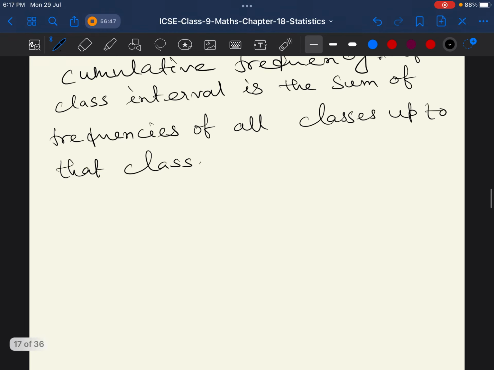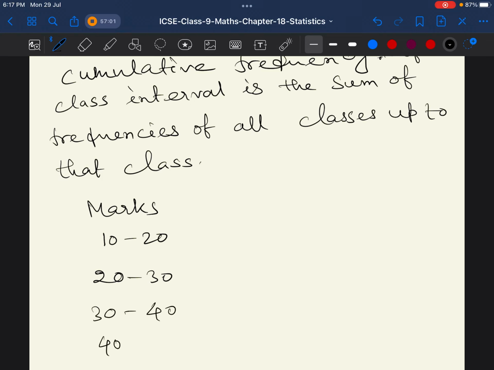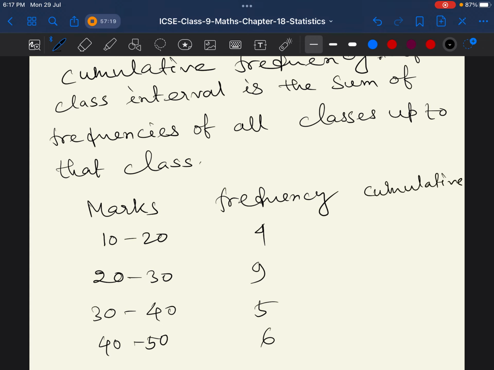Now in example 2, the class or marks are 10 to 20, 20 to 30, 30 to 40 and 40 to 50. Then the frequency is 4, 9, 5 and 6. Then we have to find the cumulative frequency.